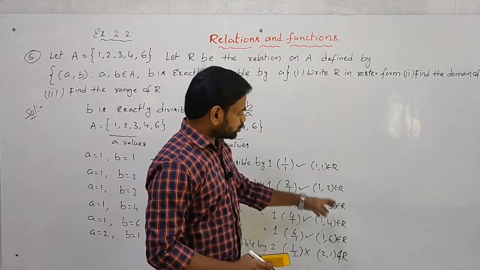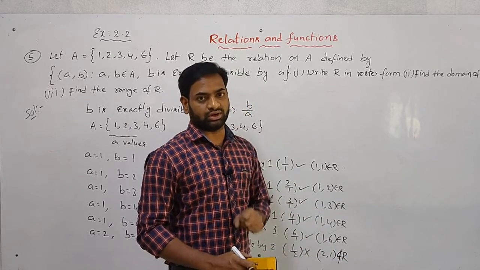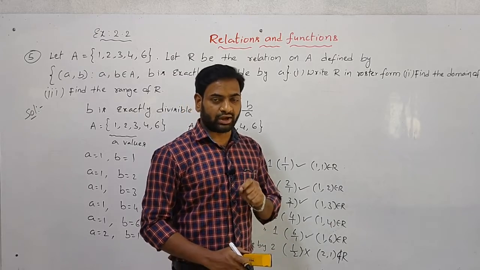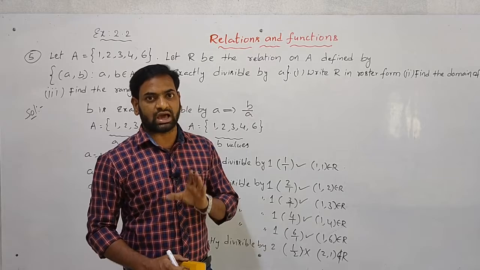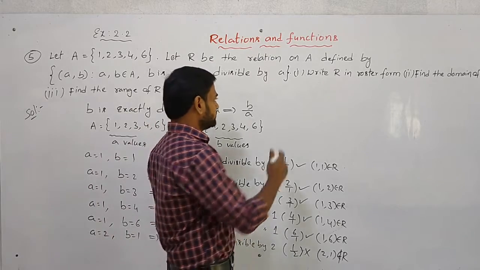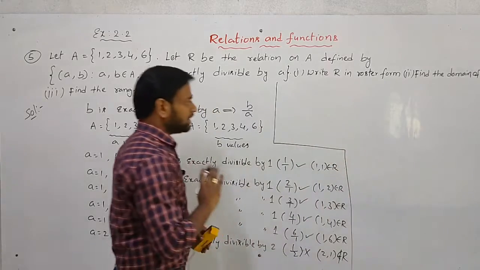So like this, so many are there. But I am adding here only which are possible. Remember the point. Only those ordered pairs which are possible, I am writing here. Remember the point. I am not writing all the ordered pairs.